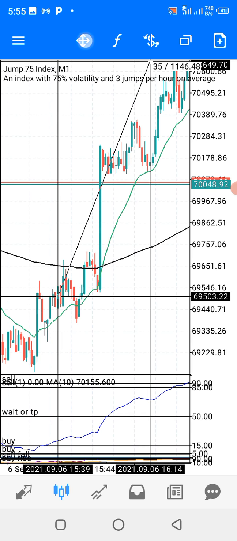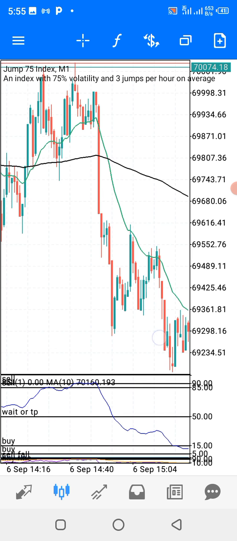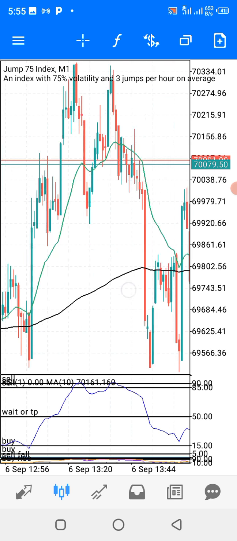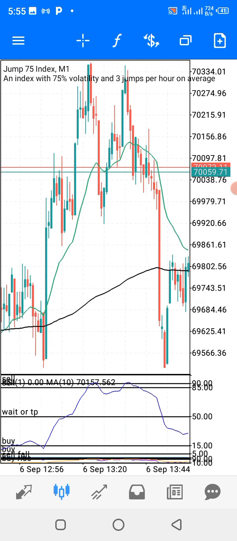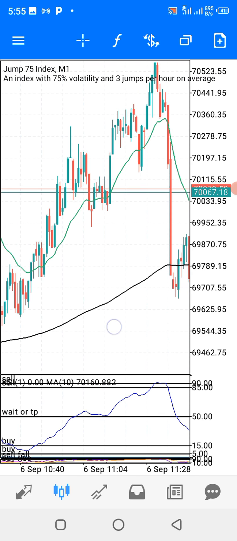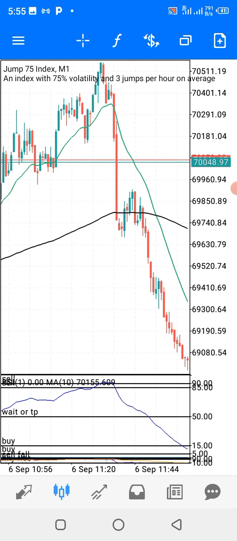Okay, let's talk about sell. In a selling market, make sure the time frame is M1. How does the selling market work? Let me get a perfect selling market. Like this is a perfect selling market.